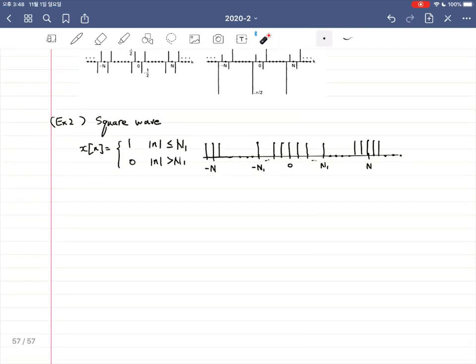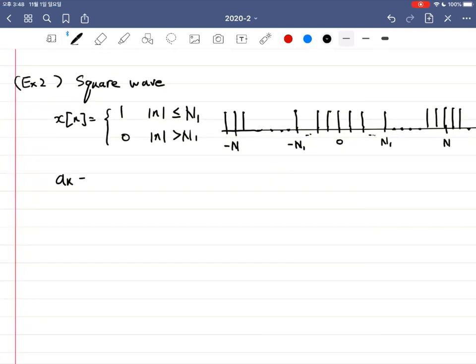Okay, so let's begin. I'm starting with the definition of our discrete time case. So 1 over N times the summation for one period, right? The summation for one period with x[n] e to the minus j k omega 0 n. Okay, I think I got that right.